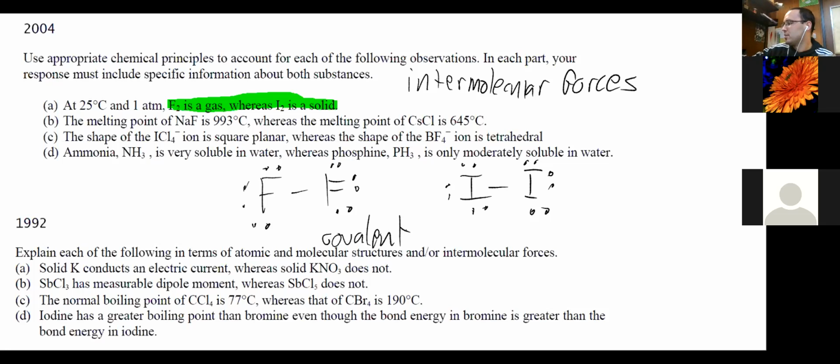I get confused with the polars and the non-polars. When there's a big difference in electronegativities, it would be polar, right? So if there's a difference, then it's going to be polar because you would have a positive side and a negative side. So you would basically be making two poles.